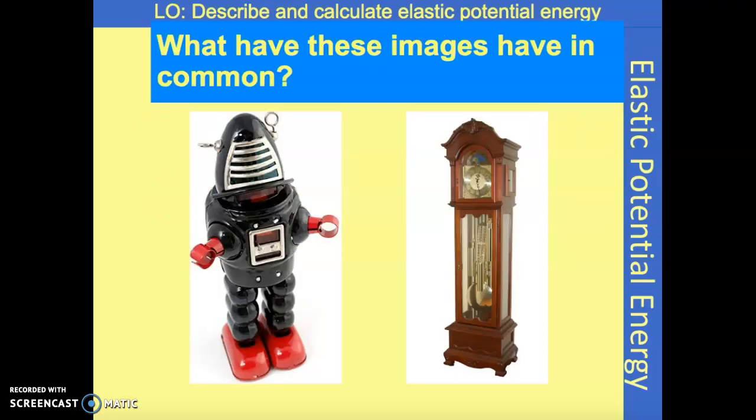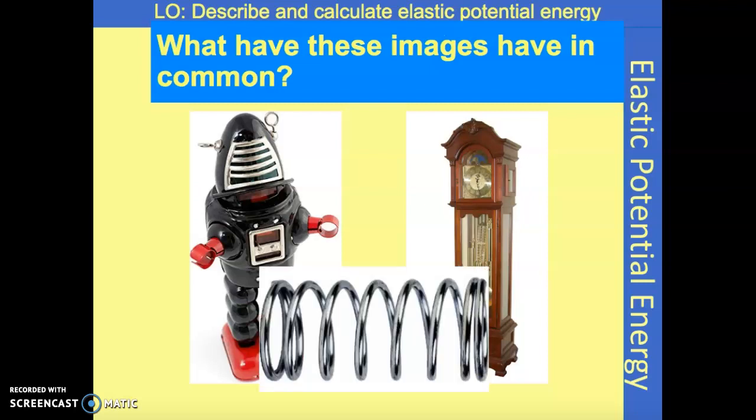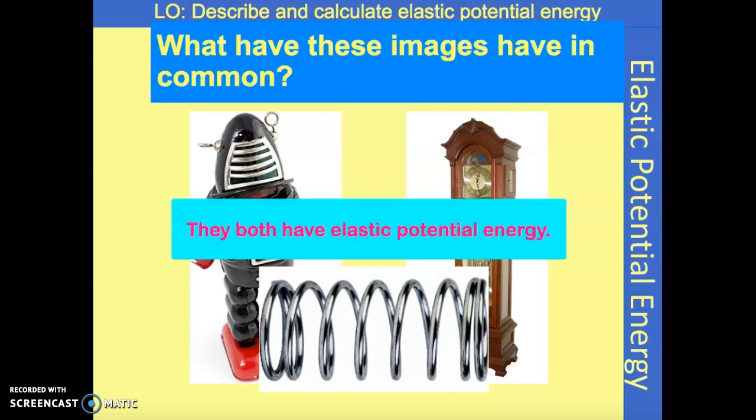Okay, so looking at these two objects, what have they got in common? We've got a toy and we've got a grandfather clock. What is in common? So hopefully you knew that both these objects actually both have a spring. So now that you know they both have a spring, what does that make you think they might have? Well done. They both have elastic potential energy. So anything with a spring has elastic potential energy.